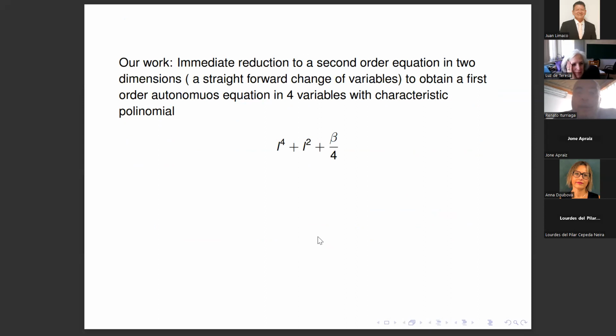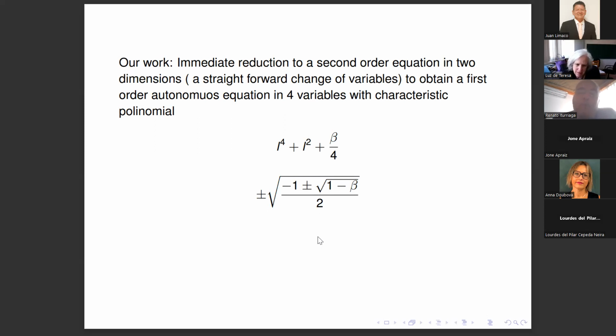And our work is, we have an immediate reduction of the second order differential equations in 2 dimensions, and then a straightforward change of variables to obtain a first order differential equation in 4 variables, which has this characteristic polynomial. And this is a polynomial which is very easy to solve, because you just change L squared by mu, and you have a quadratic one, and you can calculate the eigenvalues.